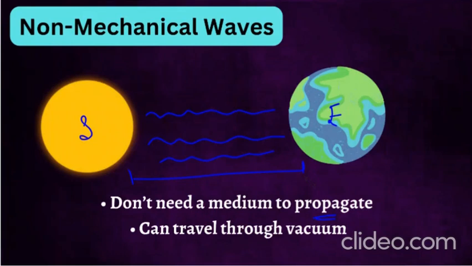And another point is that it can travel through vacuum also. Vacuum means empty, correct? Everything empty, no air, nothing. In the universe, in the galaxy, it is vacuum, correct? There are no air particles, no medium, nothing, it's vacuum. So non mechanical waves such as light can travel through vacuum also, and hence they are known as non mechanical waves.